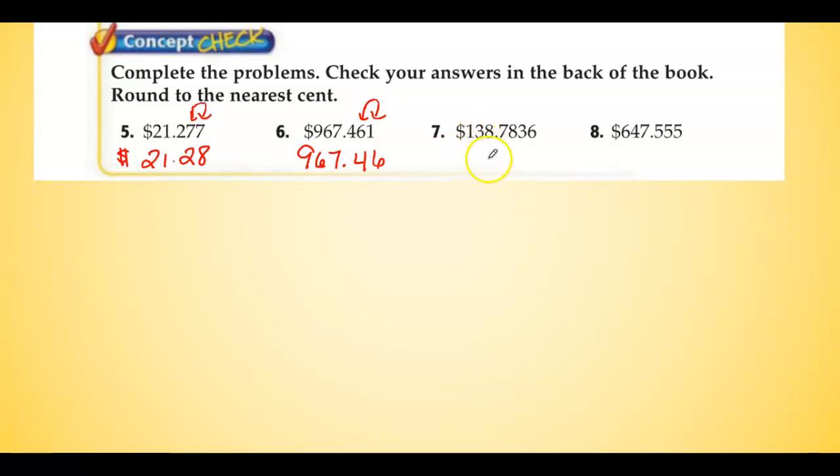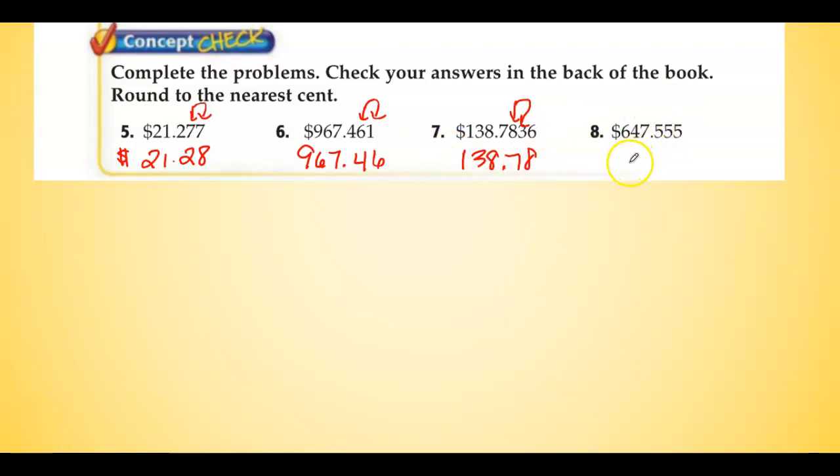Number 7. Now there's a lot of numbers after here. But remember, it's just 1, 2, just like money. You're looking at the 8, you go next door, look at the 3. Then your answer would be 138.78, and that would be your answer to your problem.